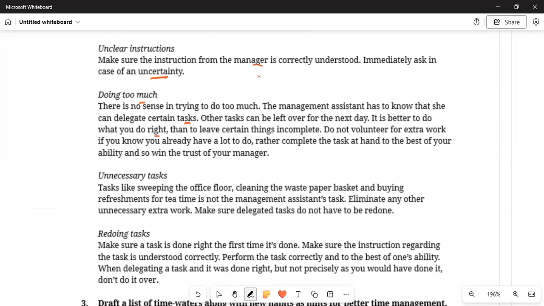Do not volunteer for extra work if you know you already have a lot to do. Rather complete the task at hand to the best of your ability, and so win the trust of your manager. And then we are talking about unnecessary tasks like sweeping the office floor, cleaning the waste paper buckets, and buying refreshments for tea time, which are not management assistant tasks. Eliminate any other extra work. Make sure delegated tasks do not have to be redone.